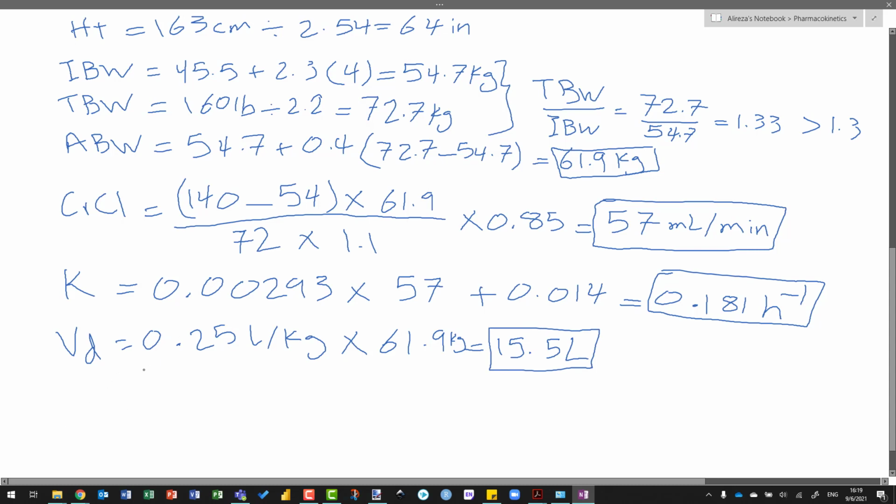One thing I forgot to calculate with the K is that you can actually get the half-life. Half-life equals ln of 2 divided by K, which gives you 3.8 hours.